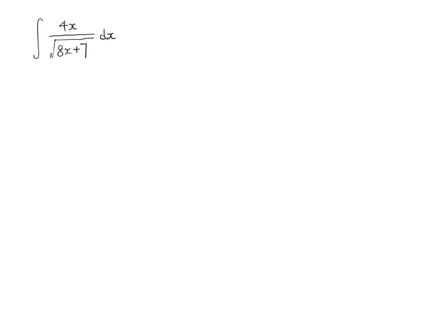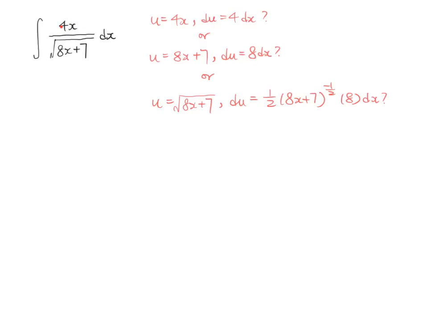So for this example, should we pick u equals the numerator, or u equals 8x plus 7? Or what about the entire denominator? Well, obviously this last one is not an option because it makes things even more complicated. Since we're debating between these two, let's try this option first.